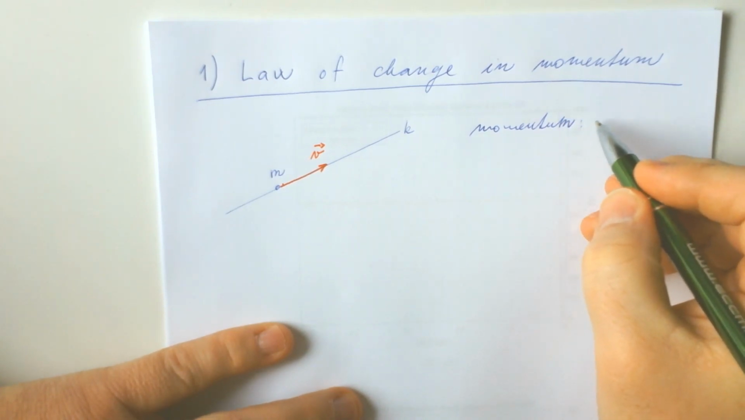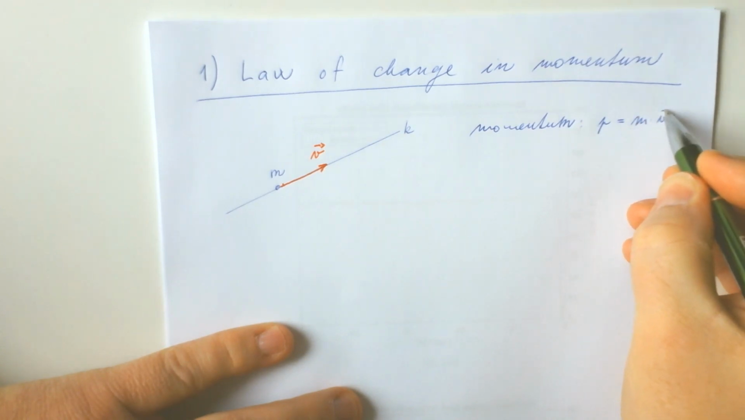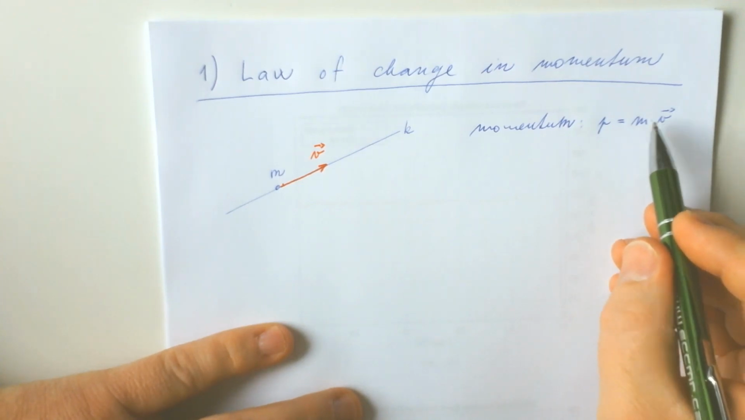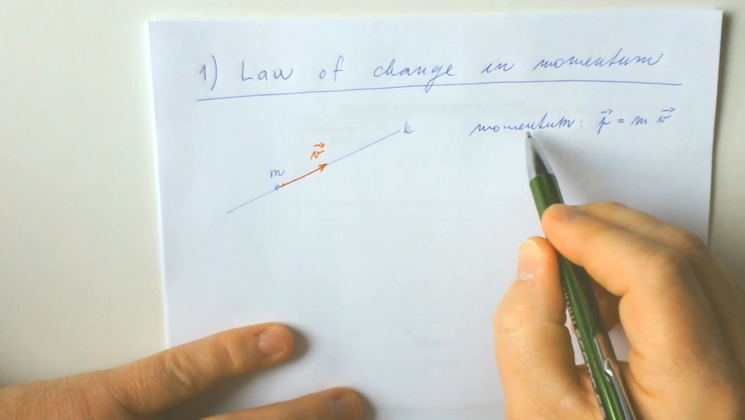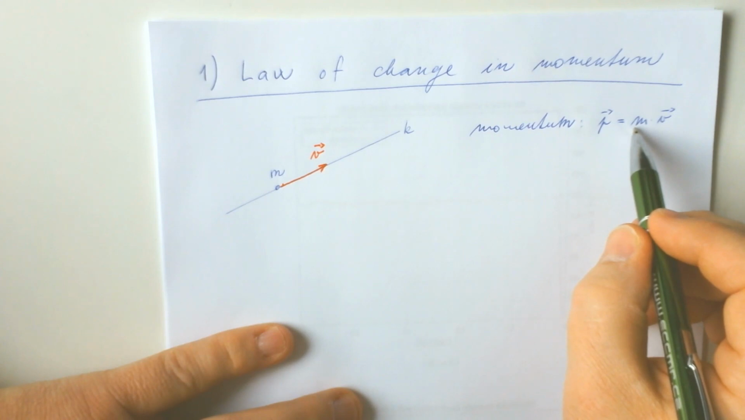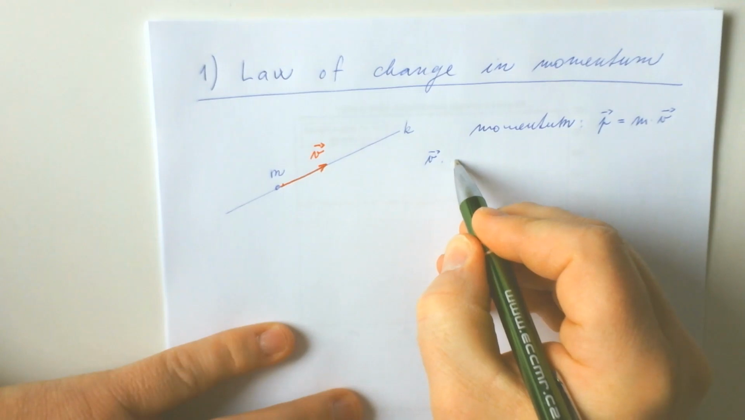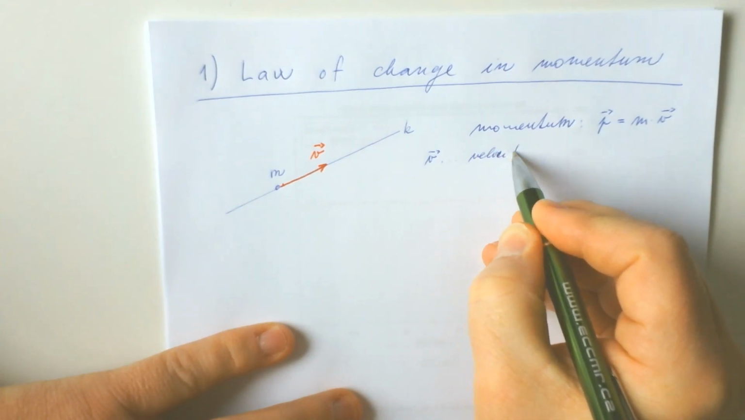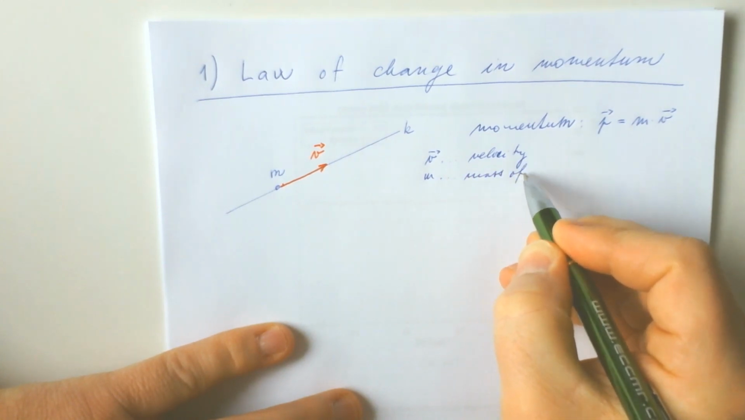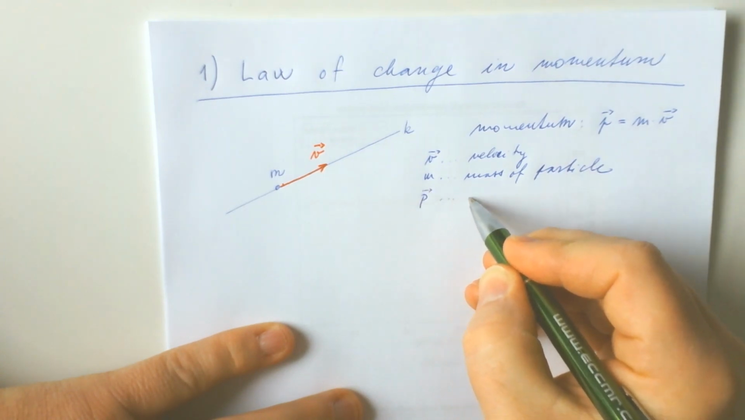is defined as a multiplication of mass and velocity, and because the velocity is a vector quantity, then p as a momentum must be a vector quantity too. Mass is a scalar value. So v is a velocity, m is a mass of the particle, and p is momentum.